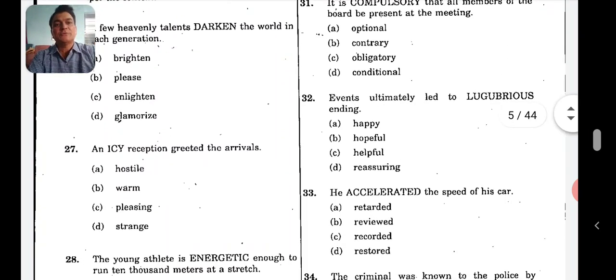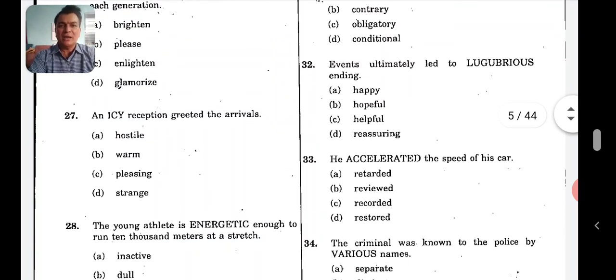And I see reception greeted the arrivals. I see very cold reception, very unfriendly reception. So warm reception, warm welcome we use. Similar way, warm reception. He was received warmly.